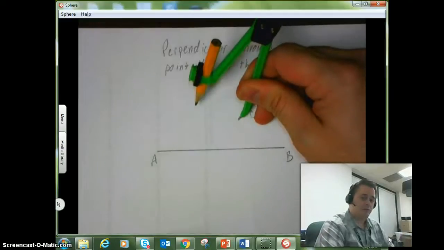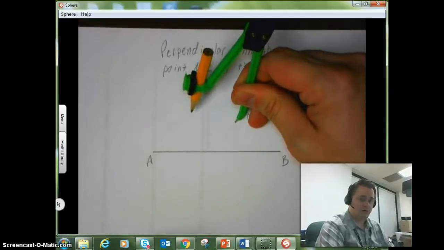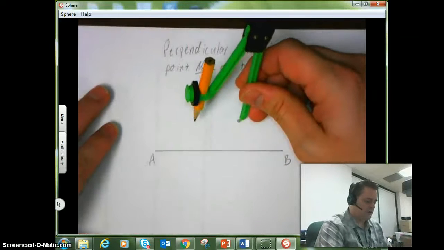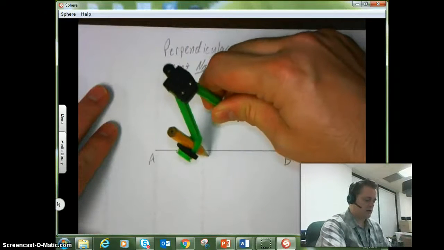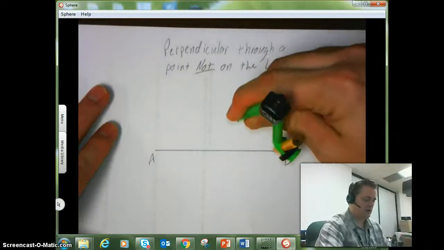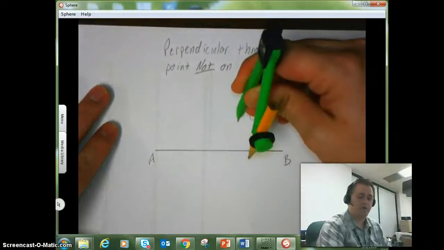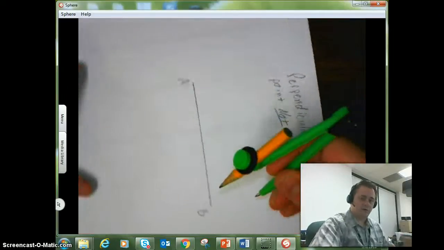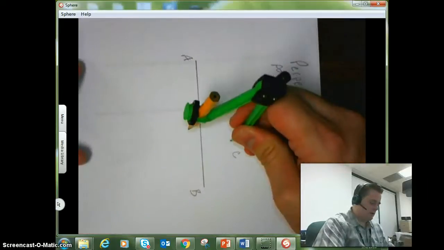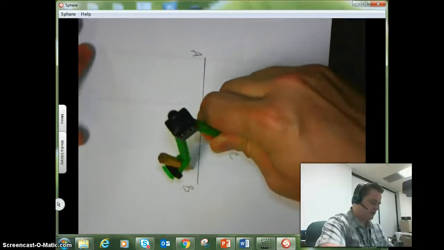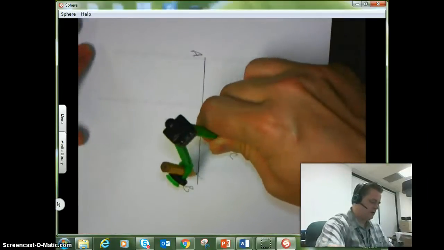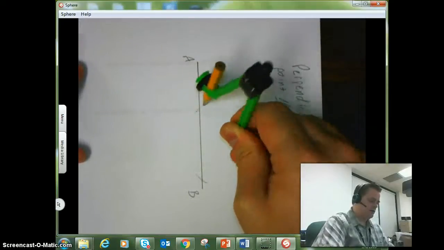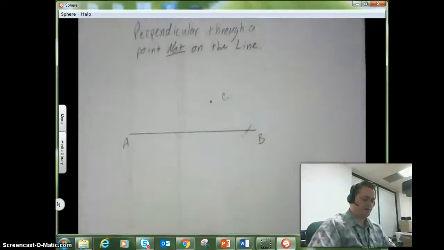Now, I'm going to do myself a favor. This is just to help me draw the construction. Let me show you what I'm going to do first. From point C, we're going to make a mark on segment AB at two different places. Now, this is just to help me draw it. I'm going to turn my paper sideways because I'm right-handed. And I'm going to give myself an arc here and an arc here. We're intersecting segment AB at two different places.